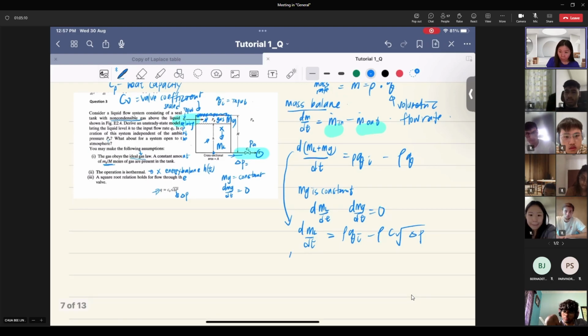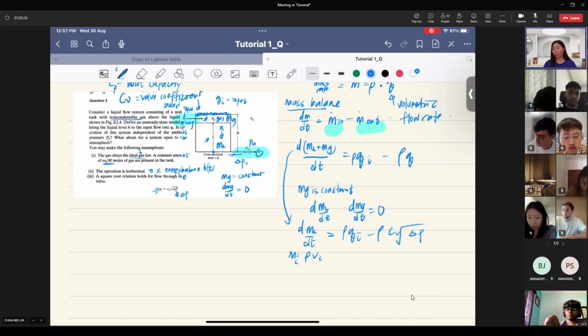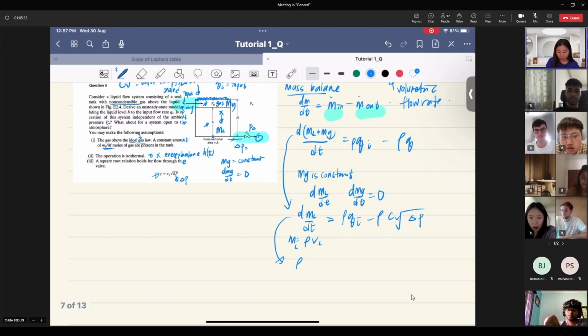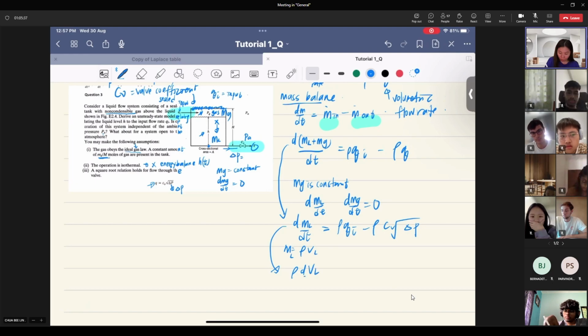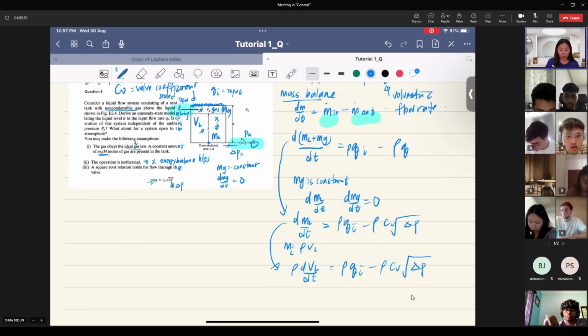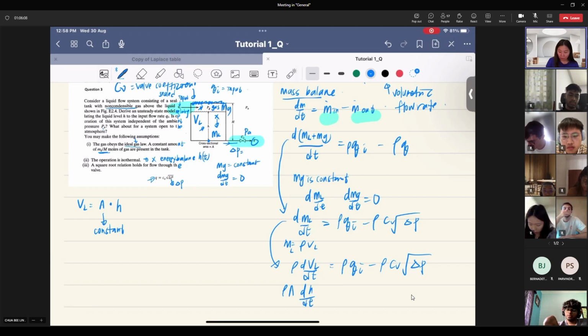Okay. m equals rho V, correct? But this is regarding the liquid, so it will be the volume of the liquid. You see L, so I will expand ml. What's my ml? It will be rho VL. So from here, rho is constant, so I factorize it outside. I'll be having d VL over dt equals rho Qi minus rho Cv root delta P. And then what is your VL? The volume of the liquid will be A, the area, multiplied with the tank level. So A is constant. Therefore, you'll be having rho A dh over dt equals rho Qi minus rho Cv root delta P.